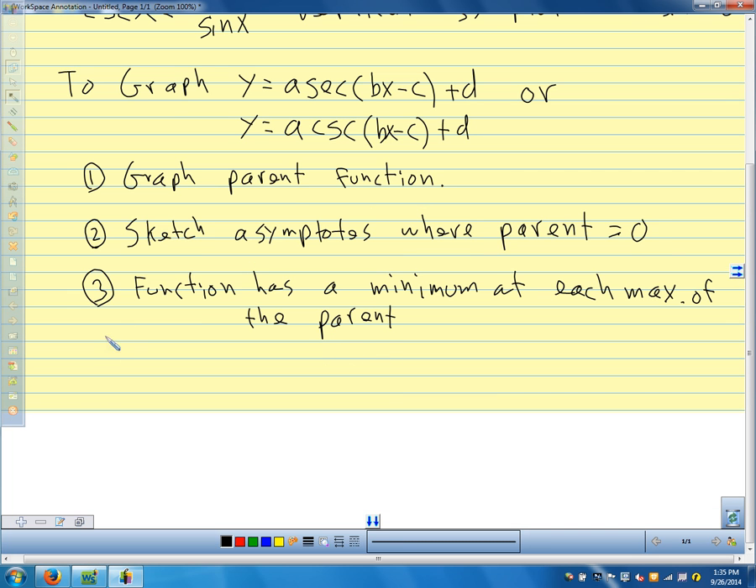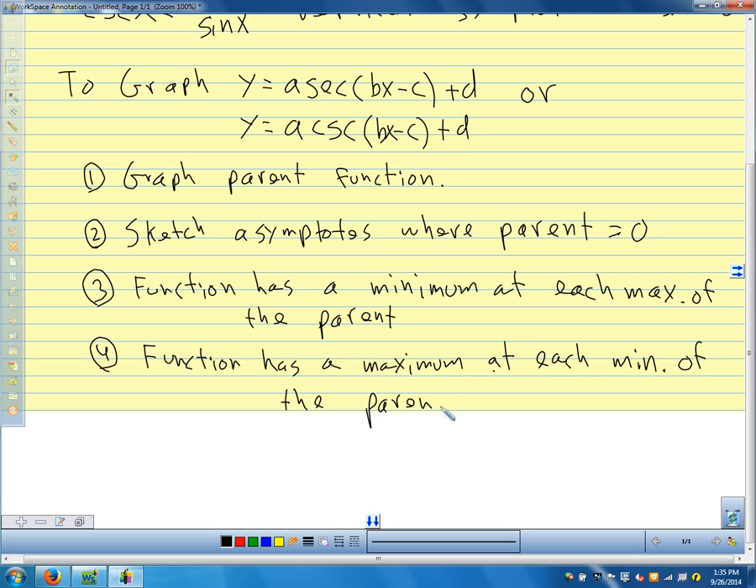We're going to look at the bottom part. So our function has a maximum at each minimum. And I'm just going to write min. of the parent. So that means at the bottom of all of our sine and cosine curves, we're going to get a point on our secant or cosecant. And then to sketch our graph, all we have to do is connect that point, and we sketch our graph kind of a parabola shape between the asymptotes.